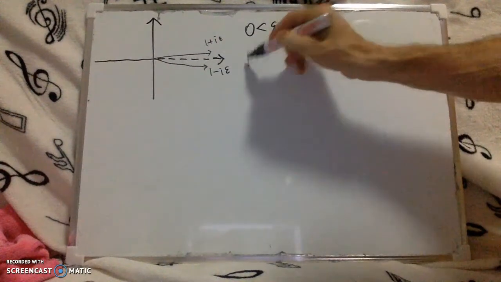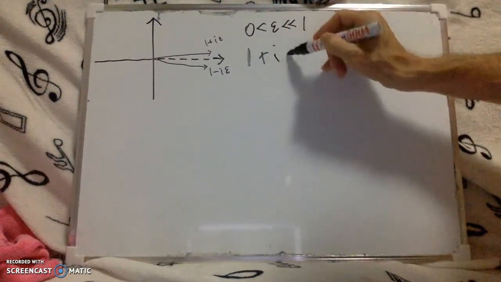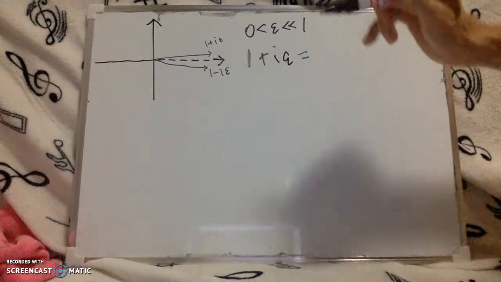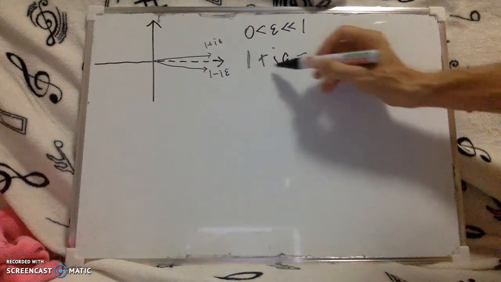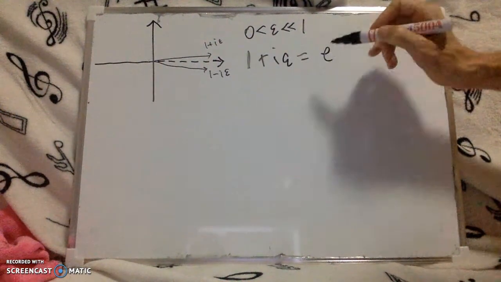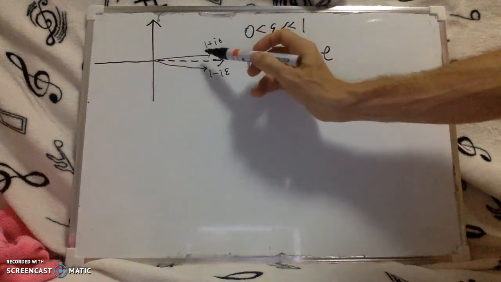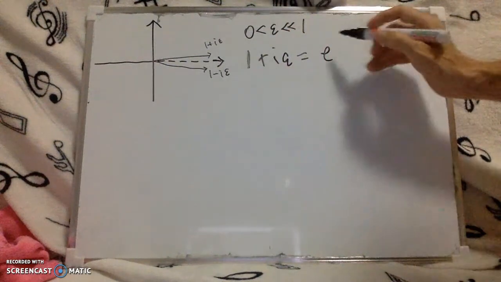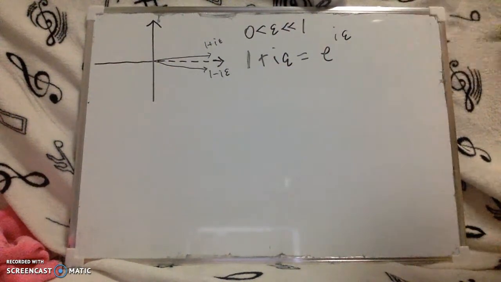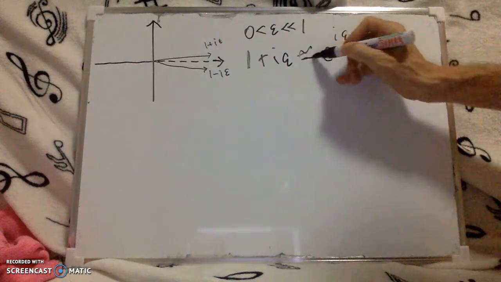So 1 plus i epsilon is in polar form approximately, well, the modulus of this is approximately 1. And the angle here, if we worked it out exactly, would be inverse tan of epsilon. But inverse tan of epsilon is approximately epsilon. So we've just got e to the i epsilon. Okay, that's good enough. Approximately equal to.